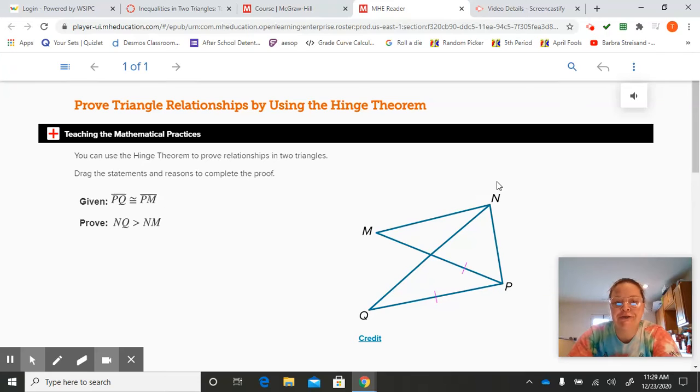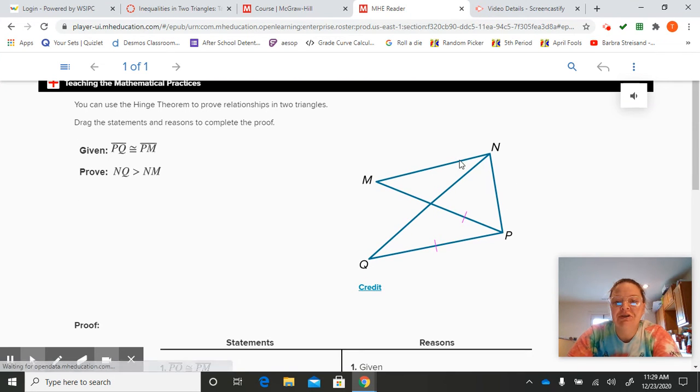Here's how you can use the Hinge theorem in a proof. So we're given these two triangles here, and they tell us that PQ, this distance here, is the same as PM, that distance there. So we want to prove that NQ, this length, is greater than NM, this length here.